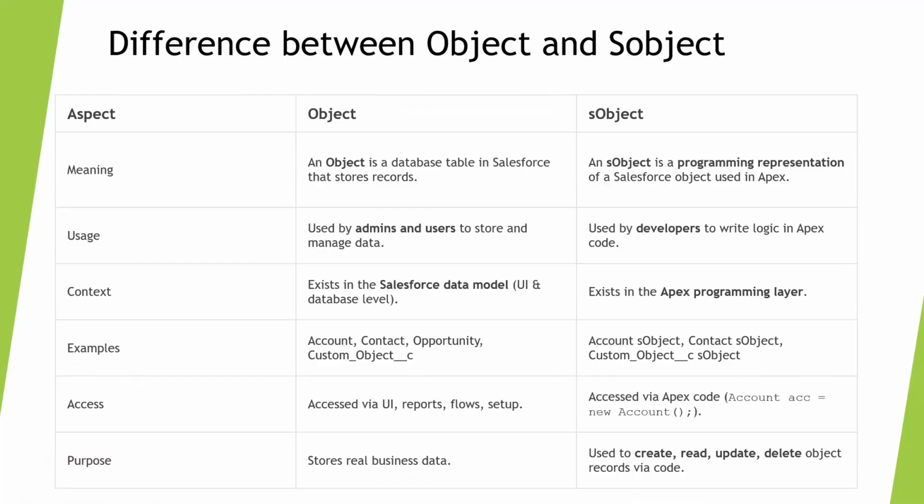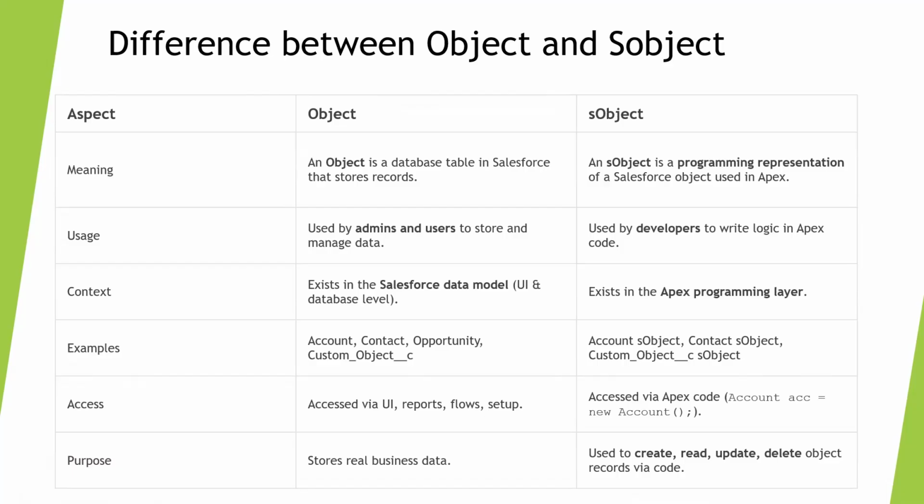In terms of uses, an object is used by admins and users to store and manage data. But an S-object is used by developers to write logic in Apex code, right? In terms of context, an object exists in the Salesforce data model, like the UI or the database level, and S-objects exist in the Apex programming layer.